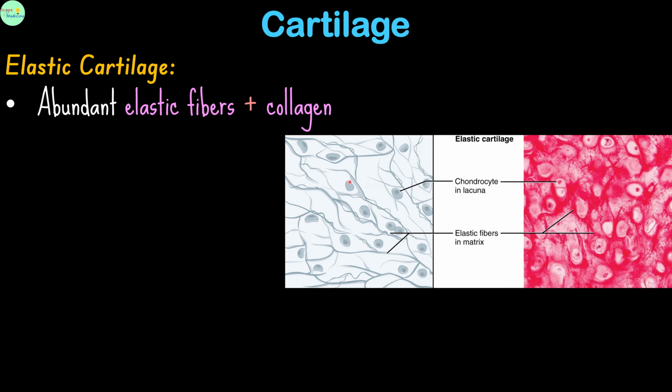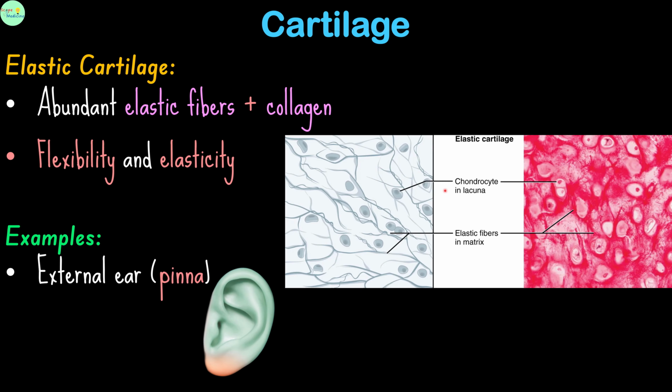Elastic cartilage contains abundant elastic fibers within its matrix in addition to type 2 collagen, which gives it exceptional flexibility and elasticity while maintaining its characteristic shape and resilience. Examples include the cartilage of the external ear, also called the pinna, or auricle, which must be flexible enough to bend without breaking yet elastic enough to return to its original shape.